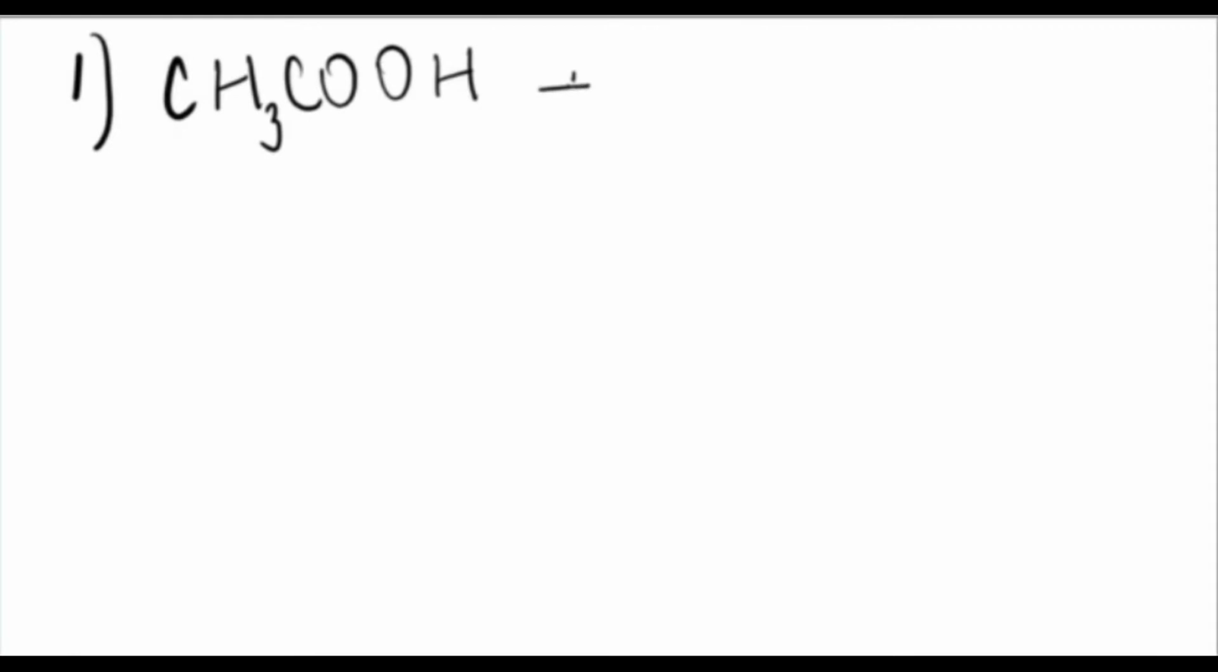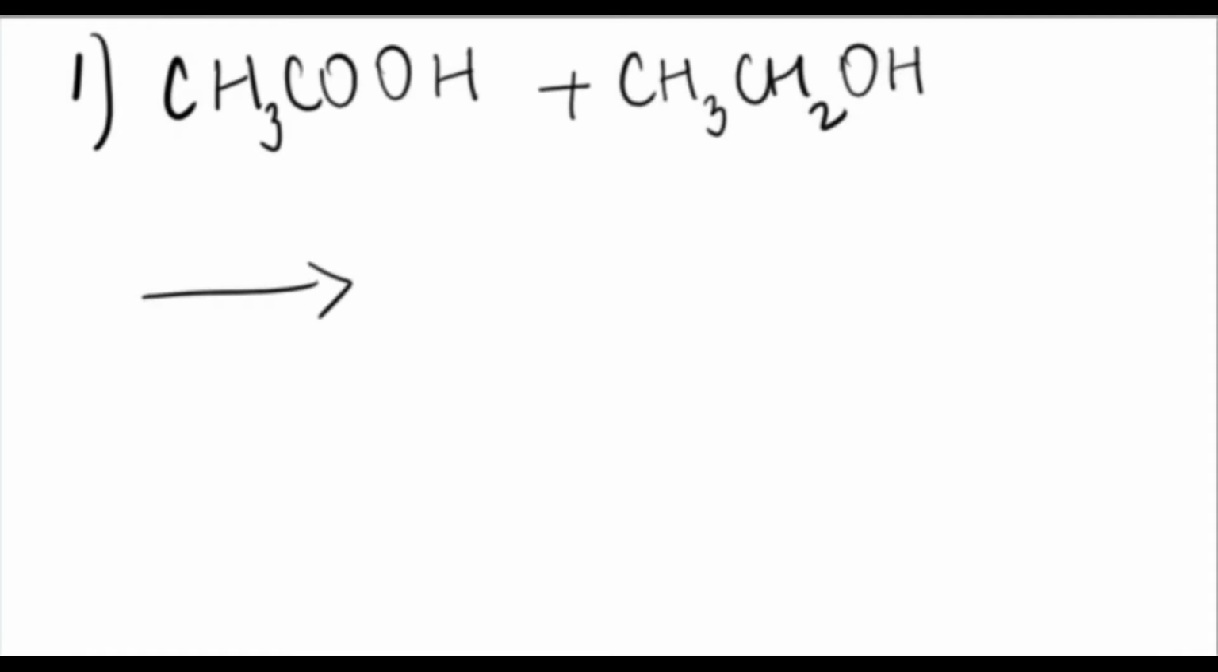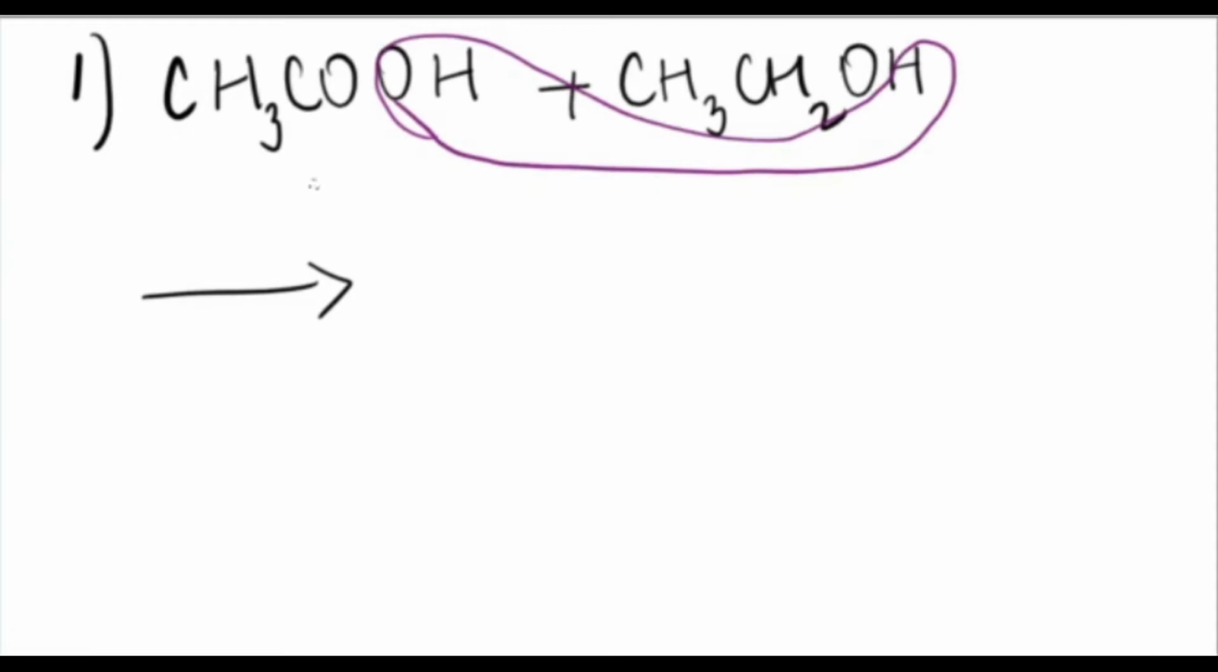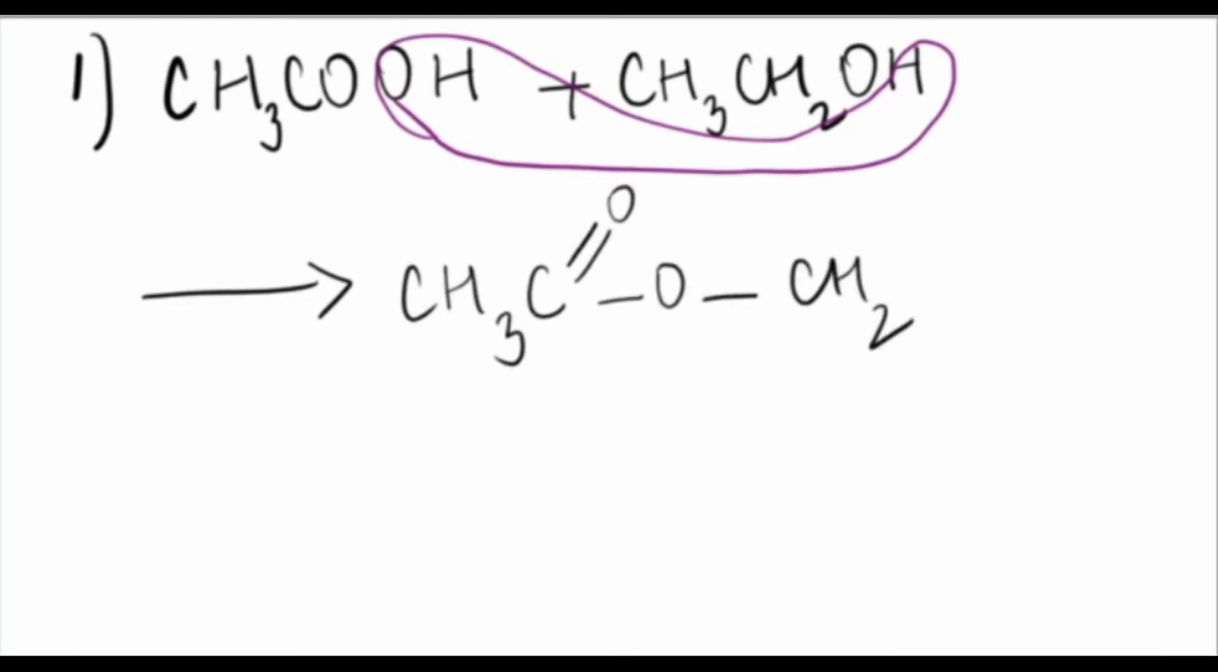The first question was show the reaction between acetic acid and ethanol. Okay, so it's an esterification. You're going to remove a water molecule and you're gonna form an ester bond. So what are you going to get? Starting with the alcohol first, you're going to get an ethyl and then the acid, ethanoate or acetate.